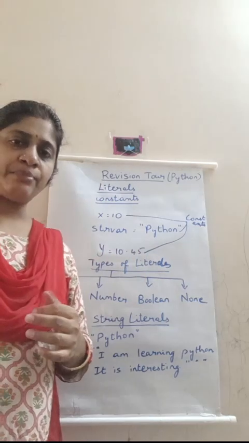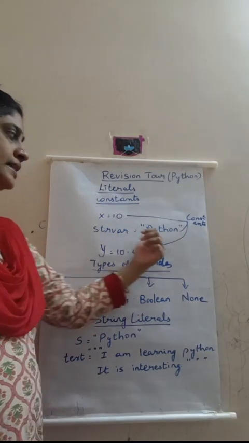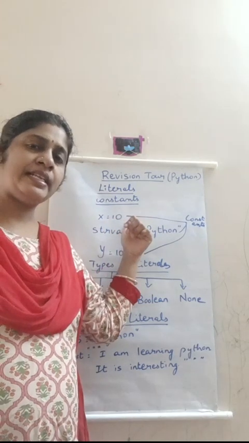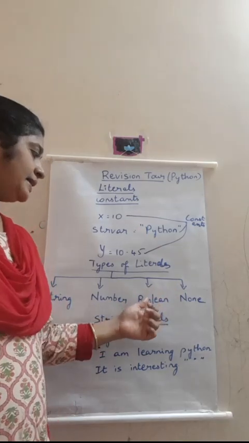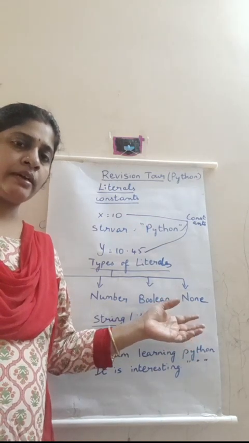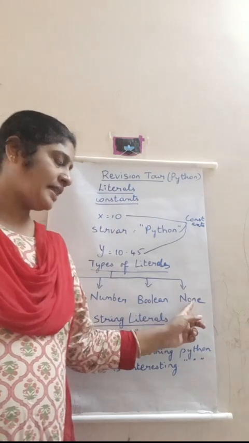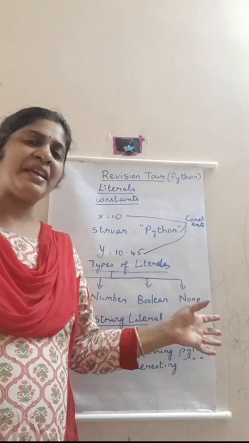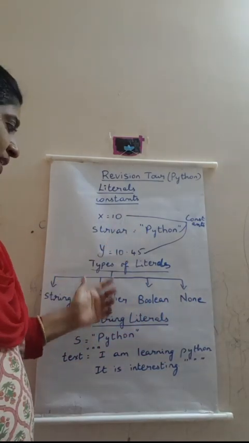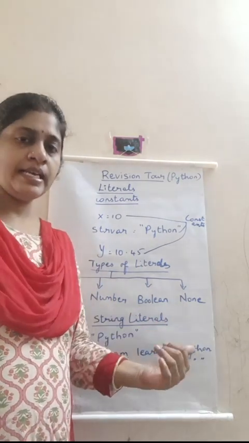Now what are the different types of literals? The different types of literals are string literal, which is an example here. Number literals, where I have stored a number in it. Then Boolean literal, which can store either a true or false value. And then None, which means nothing. These two things we will see later. Now, just the examples I have given here. So the different types of literals are string literal, number literal, Boolean literal and None literal.